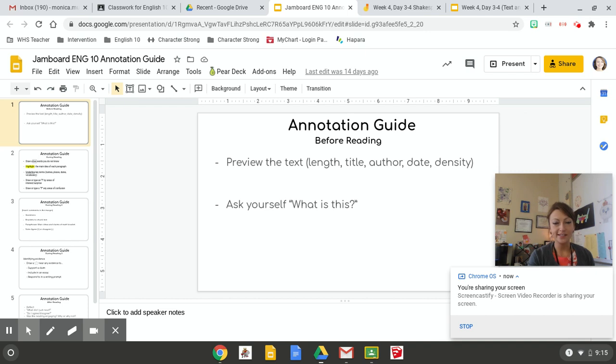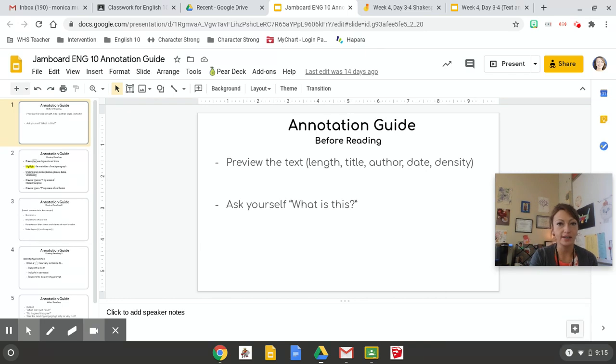Good morning, this is Miss Moraski, and today we're going to examine a method for annotation. Text annotation is marking and writing on a text, whether digitally or using an actual pen, pencil, highlighter.